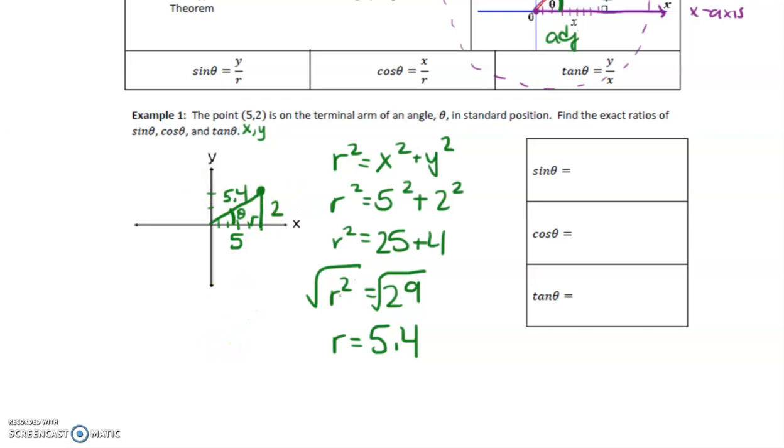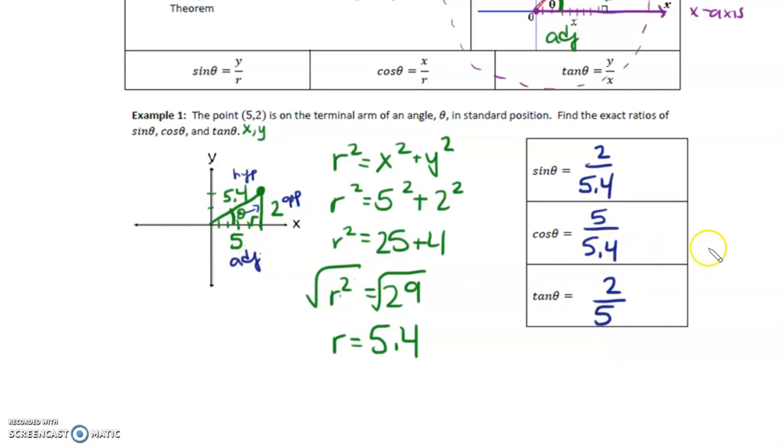Now let's just write out the ratios. Sine is going to be opposite over hypotenuse, so we're going to get 2 over 5.4. Adjacent over hypotenuse is cos, so we're going to get 5 over 5.4. And tan is going to be opposite over adjacent, 2 over 5.